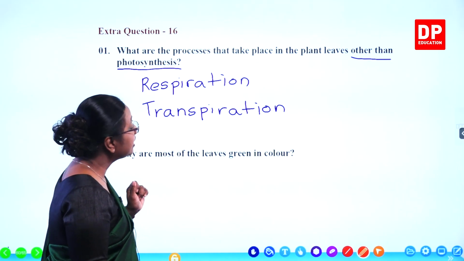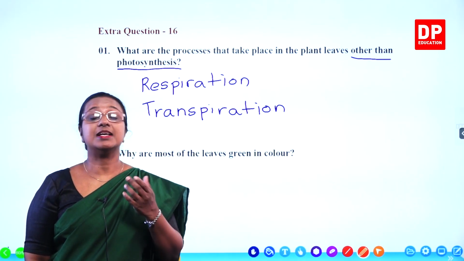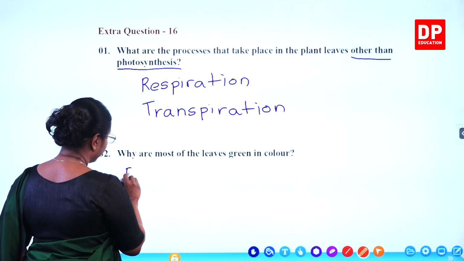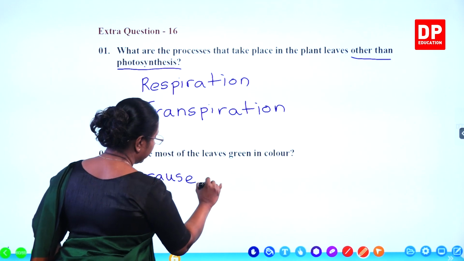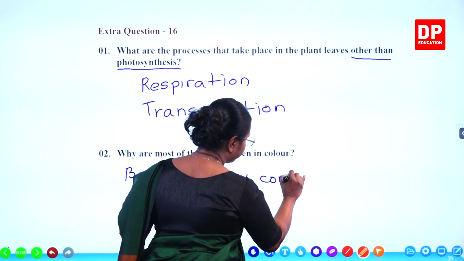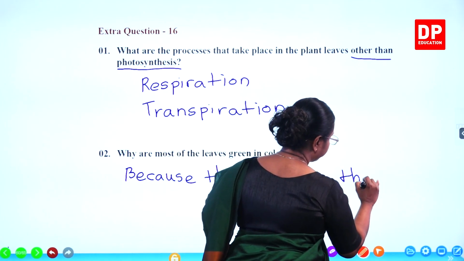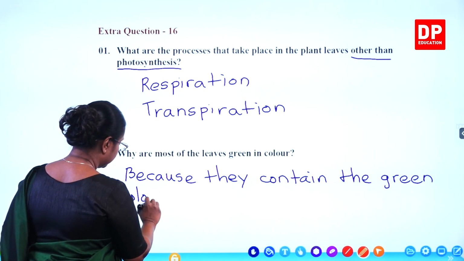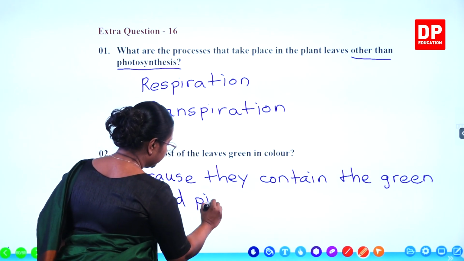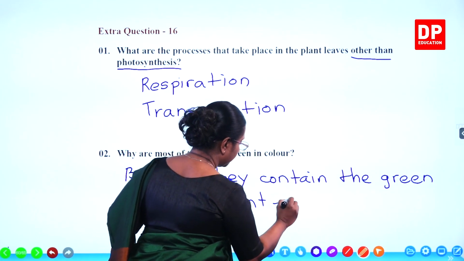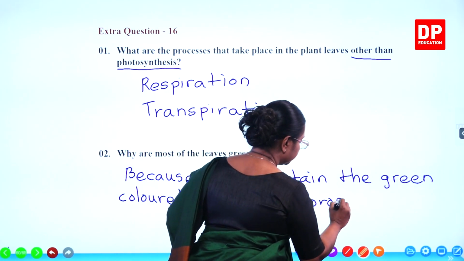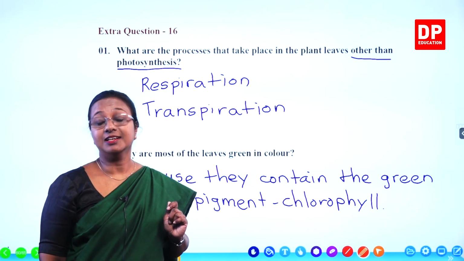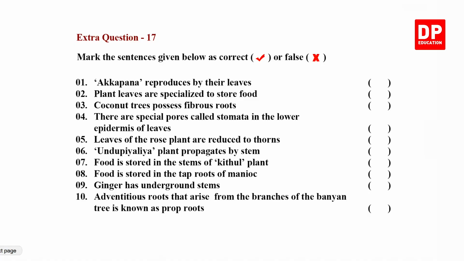Why are most of the leaves green in color? Why are most of the leaves green in color? Because they contain the pigment chlorophyll, or you can say green colored pigment chlorophyll. So that is why most of the leaves are green in color. So with that, I will move on to the next question.